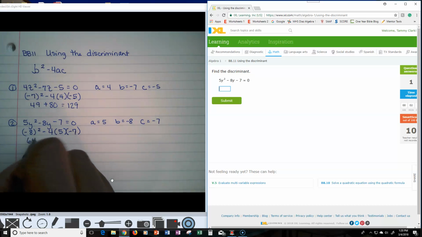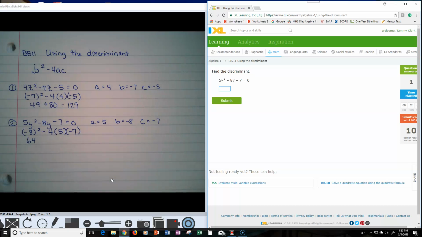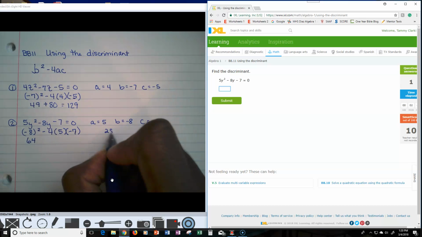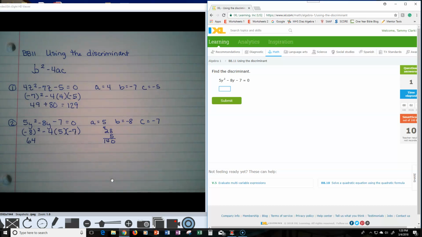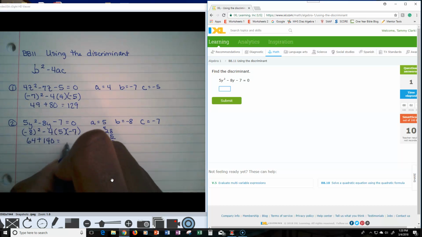So that's 64. And then negative 4 times negative 7 is positive 28. 28 times 5, so we got 28 multiplied by 5. That's 140, so plus 140. That gives us 204.